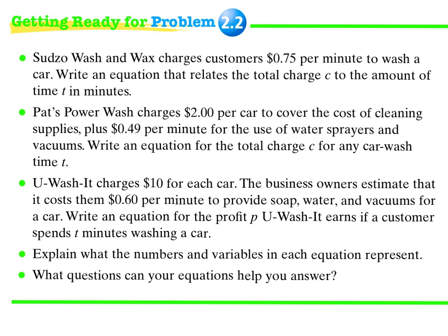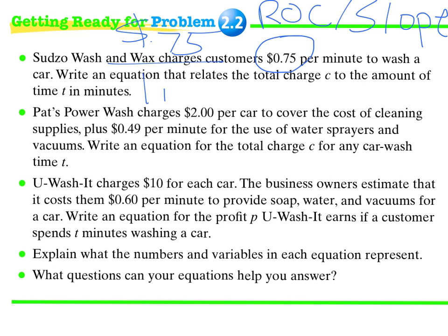For each of these car washes, students outlined the numbers and variables in the situation to help us write an equation. For example, in Sudzo Wash and Wax, the first number we come across is 75 cents per minute. And we identified this as the rate of change. I'll abbreviate that as ROC for rate of change, which is also known as the slope in our equation. And that is a unit rate of 75 cents for every 1 minute that you use this car wash.